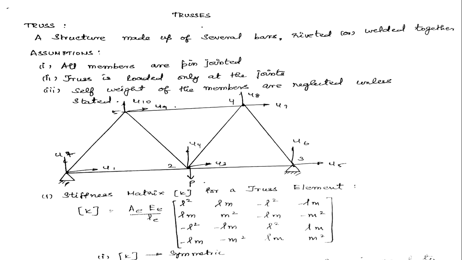It has a basic condition where the cross section of a bar can have an arbitrary geometry, but the dimension of the cross section of the bar must always be smaller than the length of the bar. Such members are called trusses. A truss is usually made of several bars riveted or welded together.